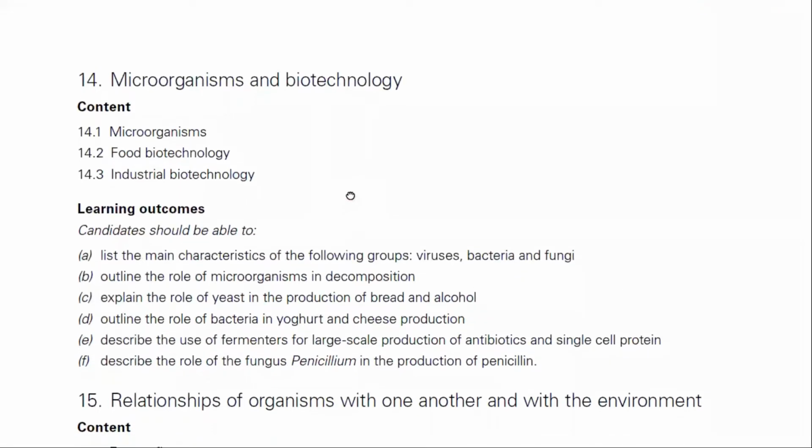We also have the 14th chapter, Microorganisms in Biotechnology. The detail is done in A levels, but basically the basics start at the O level. We have food biotechnology and industrial biotechnology too, in which we'll be discussing the role of yeast, the role of bacteria, the use of fermenters, and also the role of the fungus penicillium in the production of penicillin.